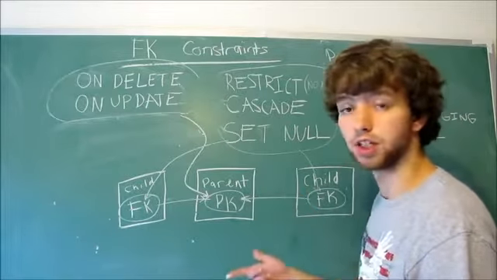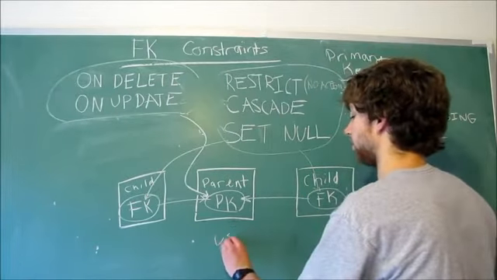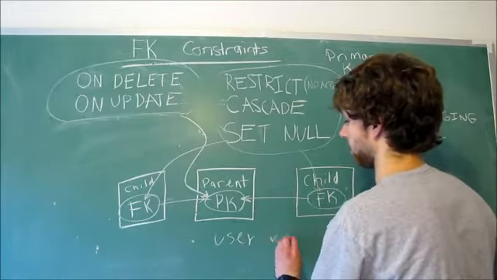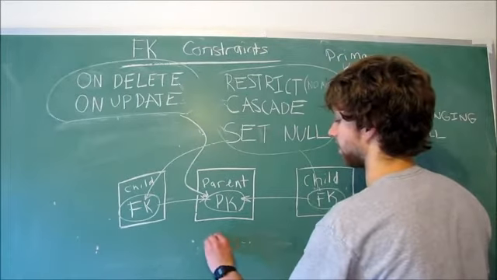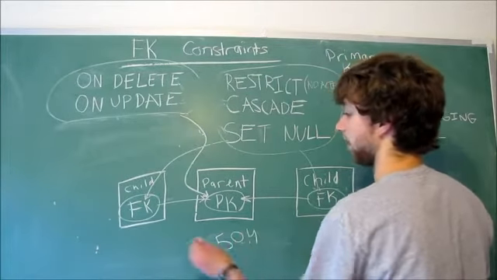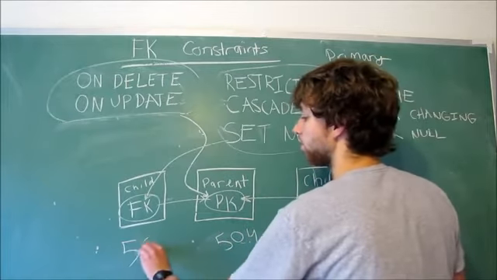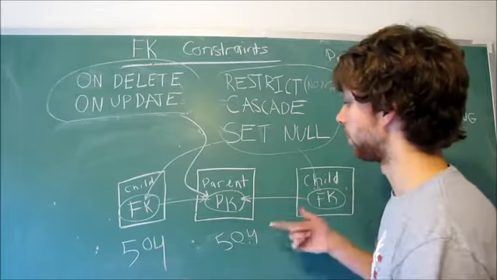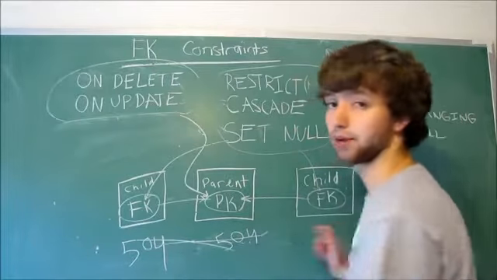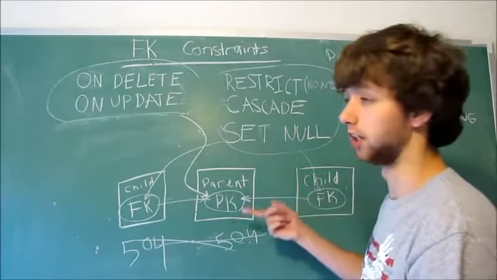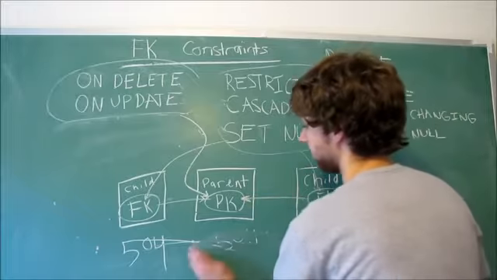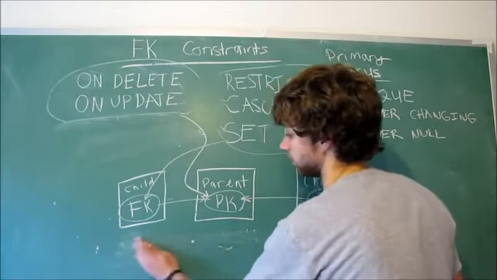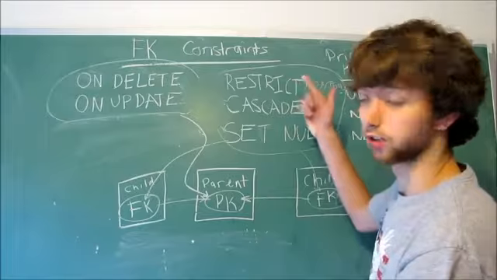So if I tried to delete the user with the ID, let's just say the ID of 504, and this child has a row that has 504 within the foreign key column, well, then it's going to throw an error and it's not going to happen, and the parent will not be deleted. So that's how restrict on delete works.